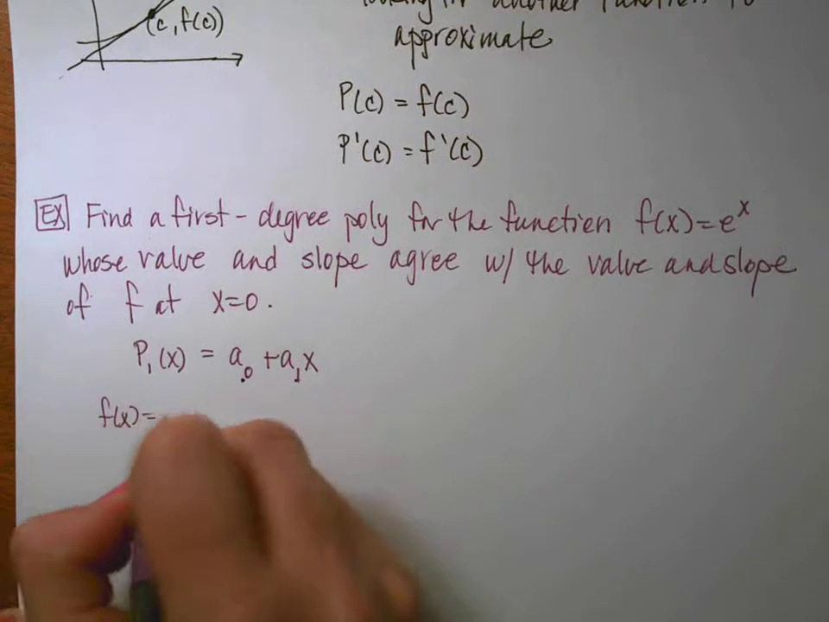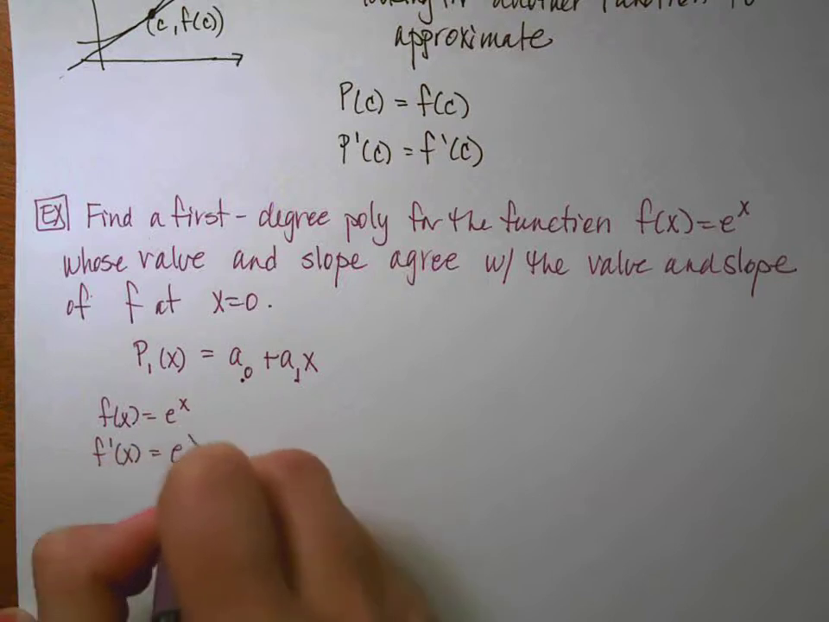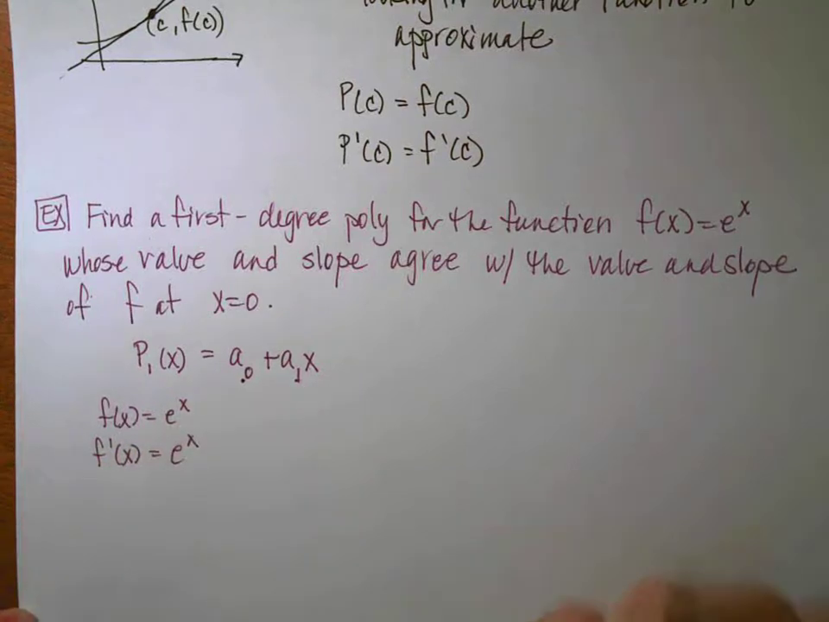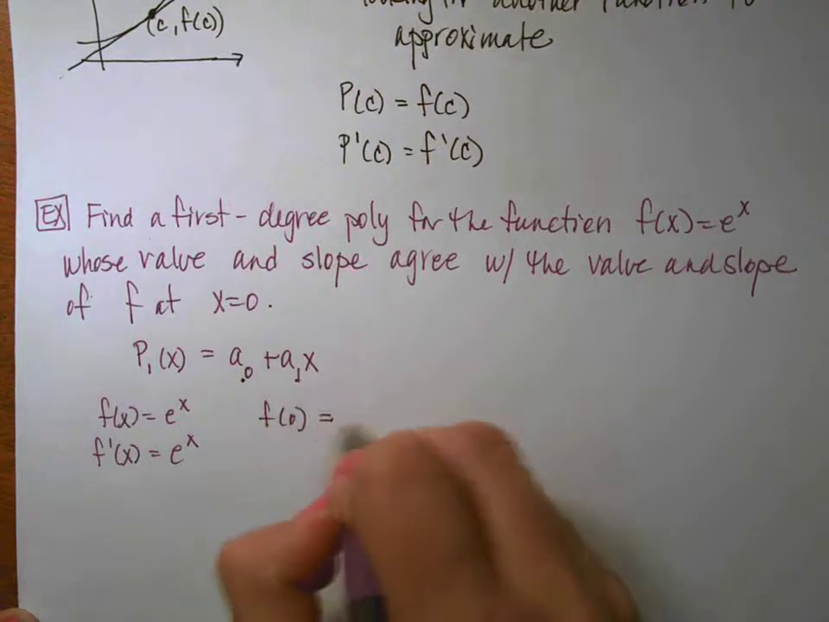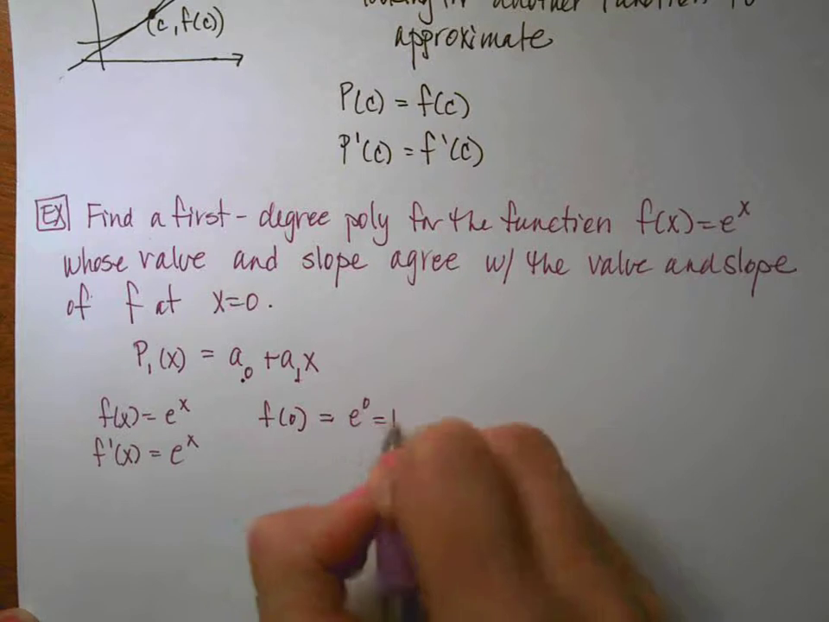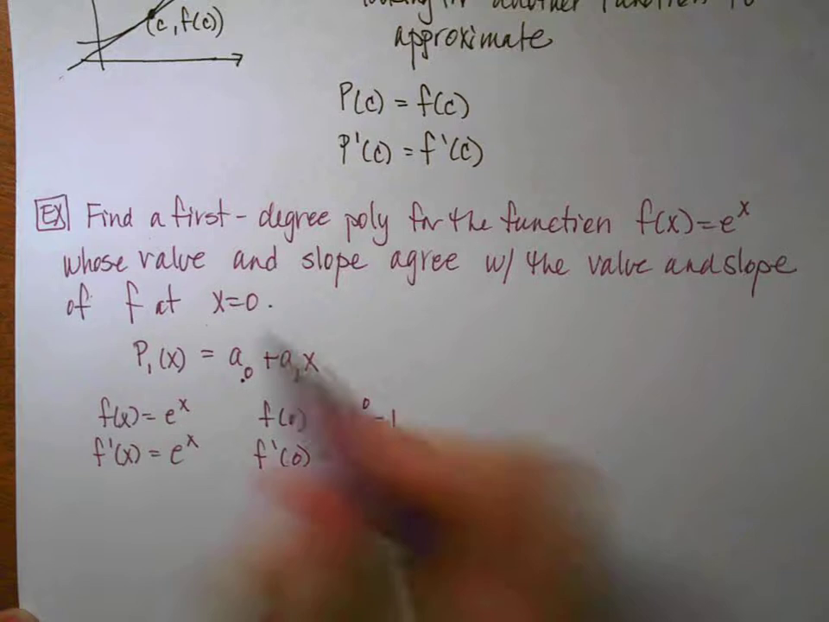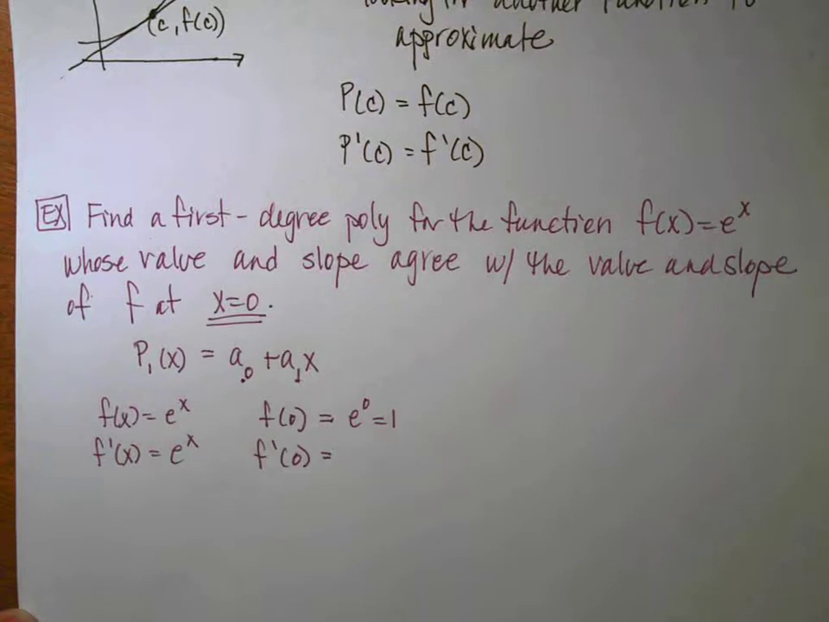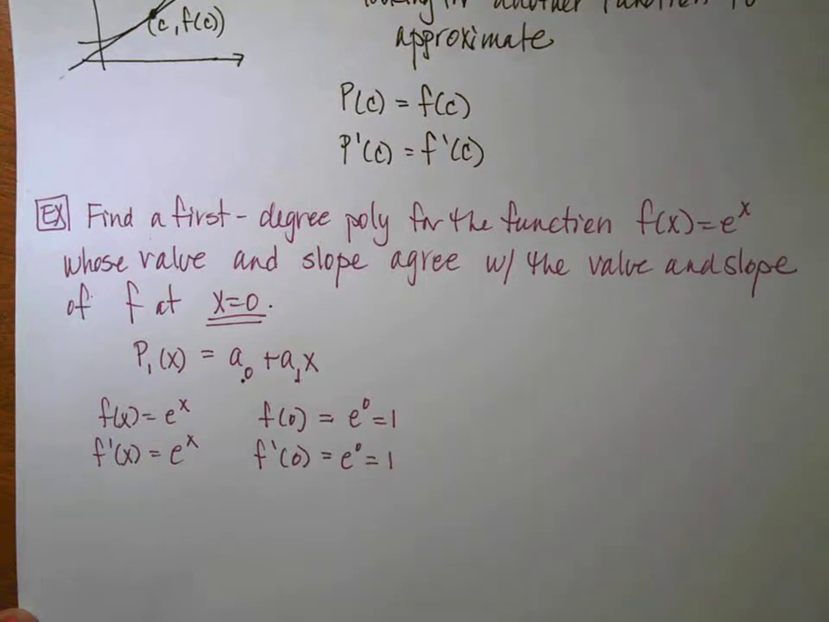So then I'm going to write f of x is equal to e to the x, and f prime of x is e to the x, because we love e to the x because it's super simple. Okay, so then I'm going to do f of 0, and I'm going to get e to the 0, which is 1, and I'm going to do f prime at 0, because that was where they wanted me to find a polynomial to approximate. E to the 0 is also equal to 1.